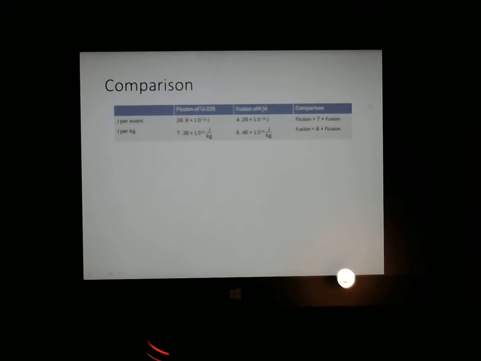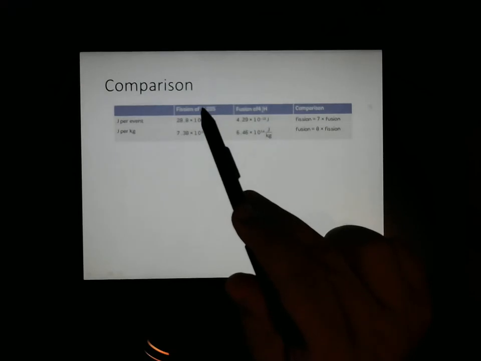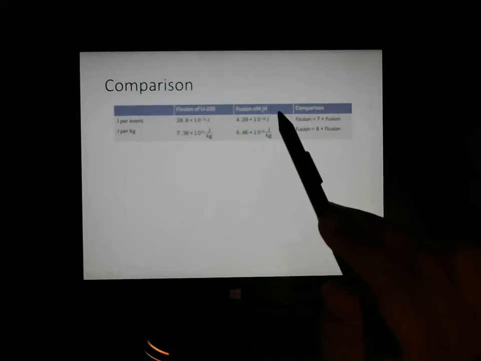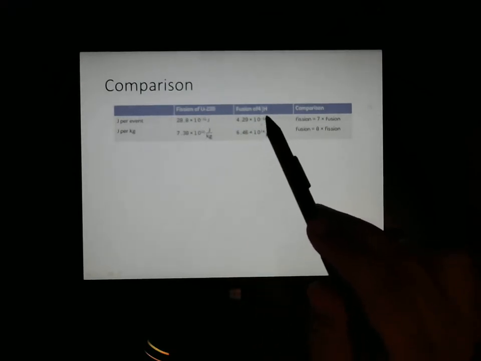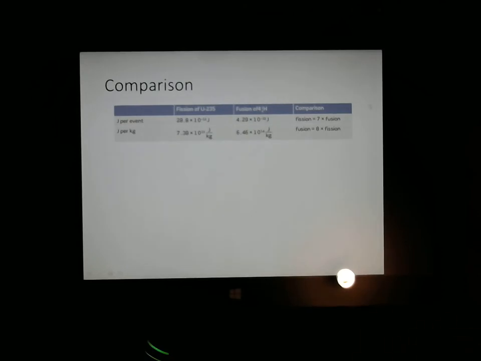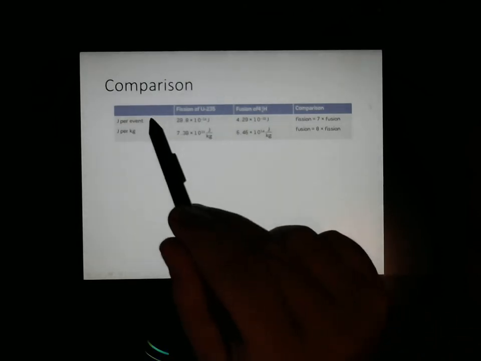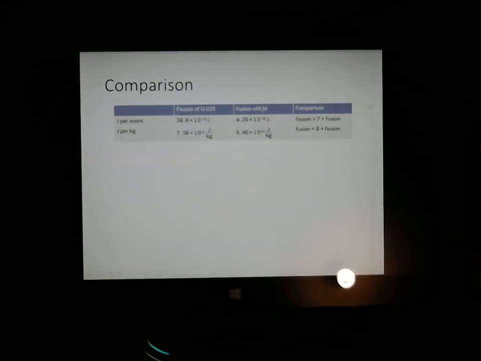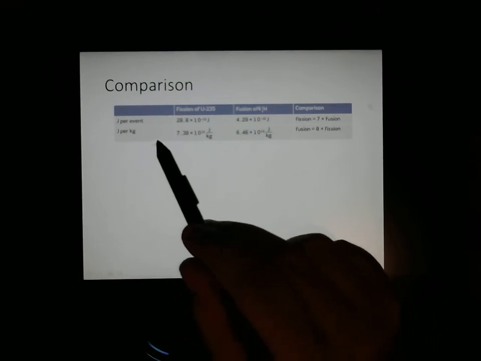Now, it looks at the fission of uranium-235, here's our first column here, and it looks at the fusion of 4 lots of hydrogen-1. And it looks at it in terms of per event, okay, how much energy in joules is released per one event of either fission or fusion. It looks at it in terms of per kilogram.